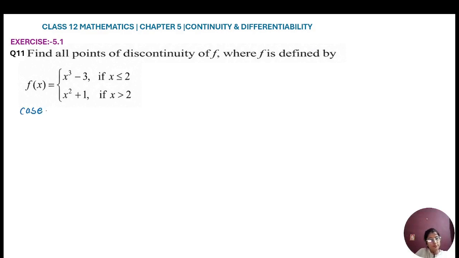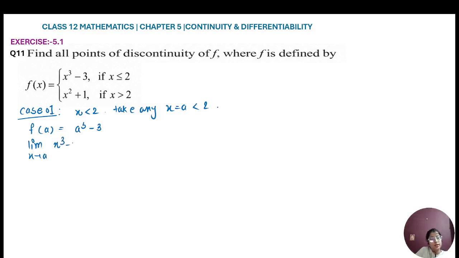So take case 1, which is very easy. Case 1: whenever x is strictly less than 2, here our function is defined as x cubed minus 3. So first of all, let's take any x equals a which is less than 2. For this case, f of a will be a cubed minus 3. Now if we find its limit value, the limit as x tends to a of x cubed minus 3 will be a cubed minus 3. As you can see, the function value is the same as the limit value. So from here we get that f is continuous at x equals a, and we started with an arbitrary a which is less than 2.